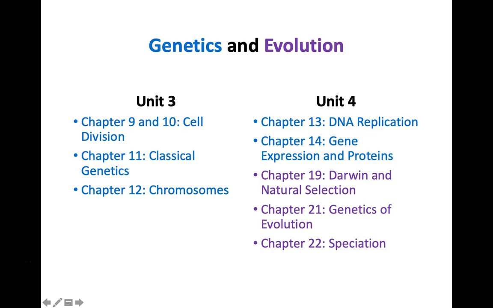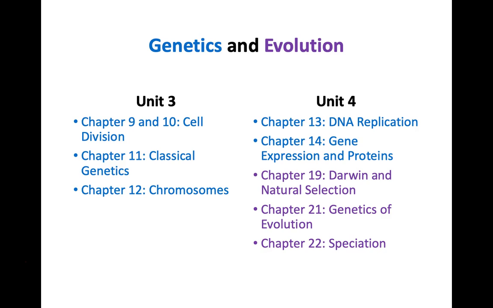So we are halfway done. We are about to start Unit 3. Unit 3 and Unit 4 are my favorite of the semester. Unit 3 is all about genetics. So we start with cell division, we move into classical genetics or Mendelian genetics, which I find students really like and are usually familiar with from high school.